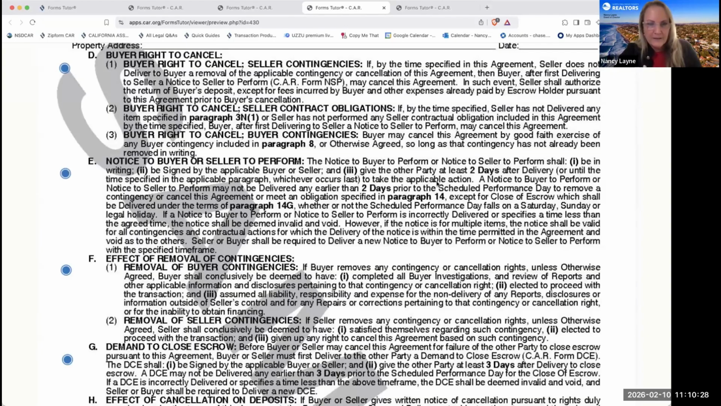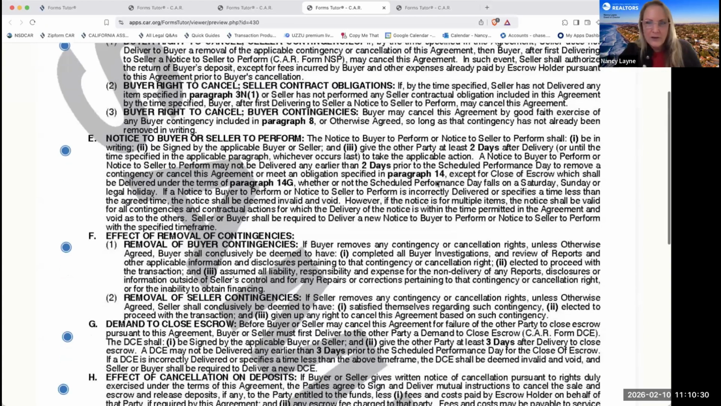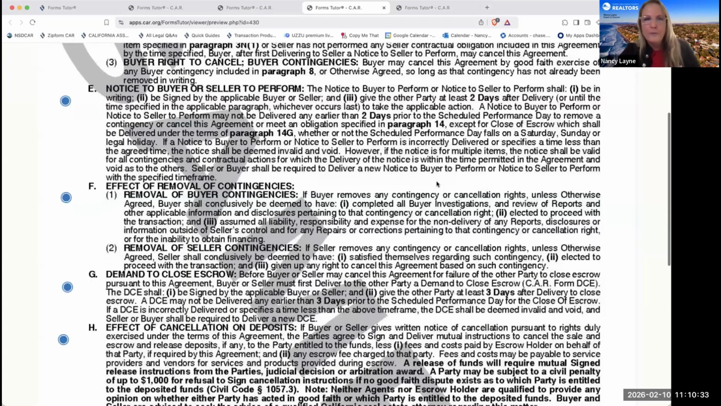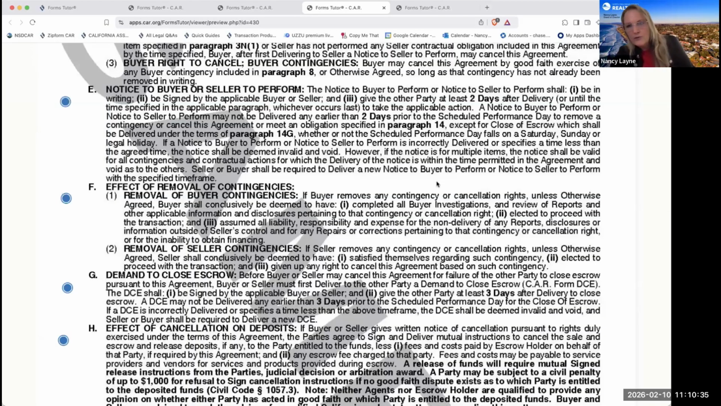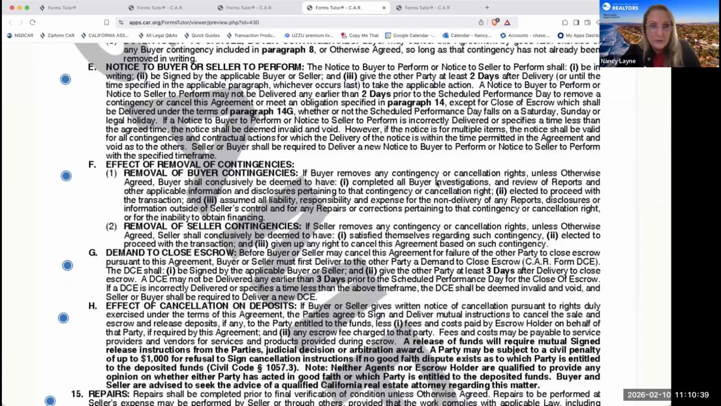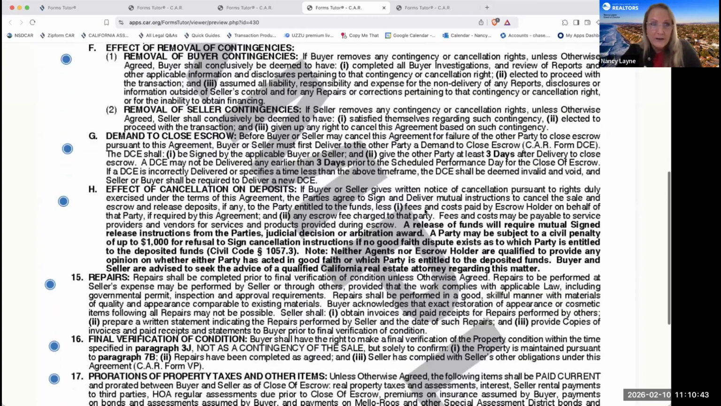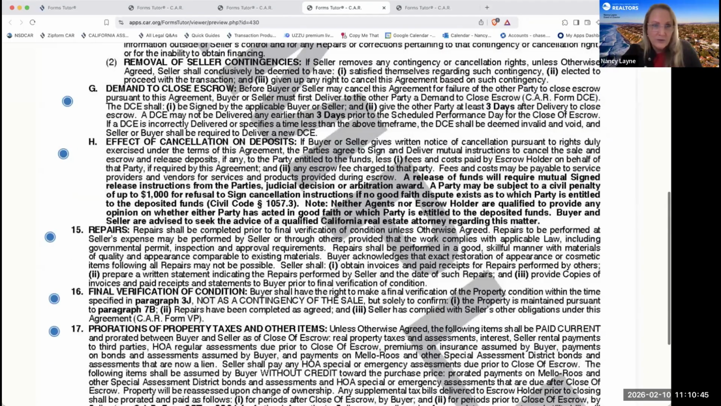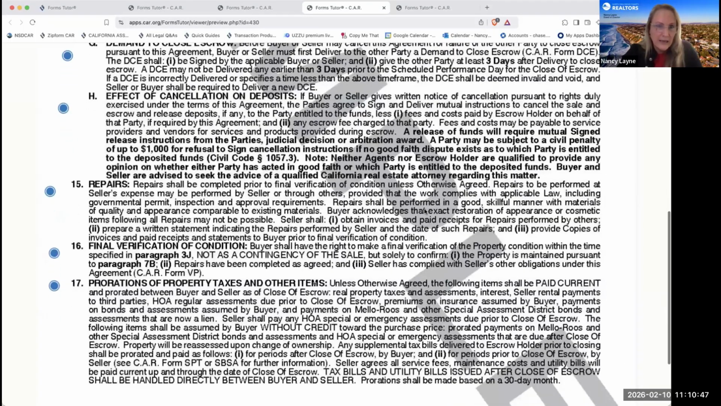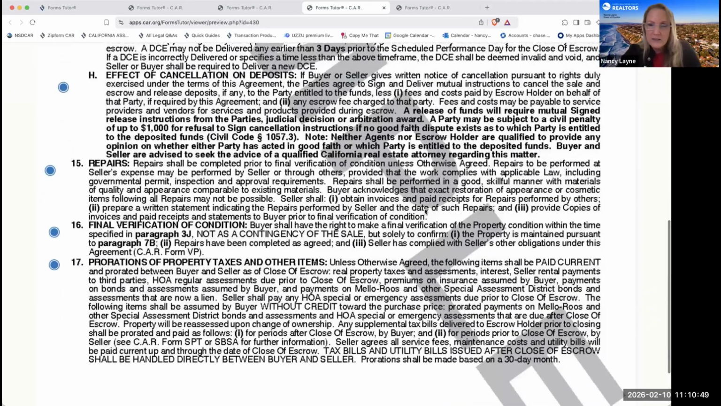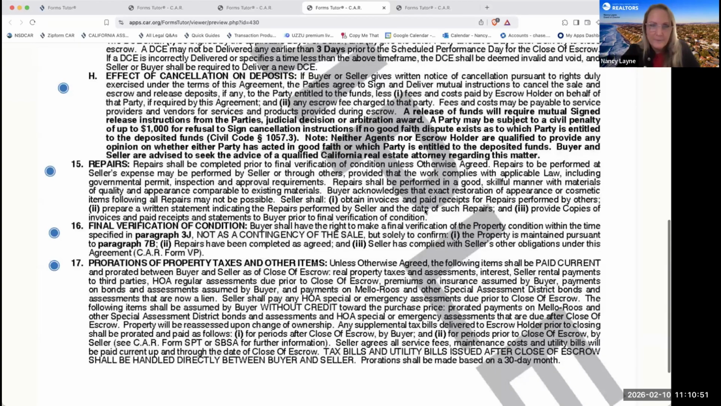And most people forget this is a binding contract. So make sure that the forms and all of the things that are important to your buyer and or seller are included in that contract, because it's very difficult to remove it or change it after the fact. The removal of buyer contingencies, again, we went through that sort of closely. The demand to close escrow, again, timelines based on what's going on in the contract itself.